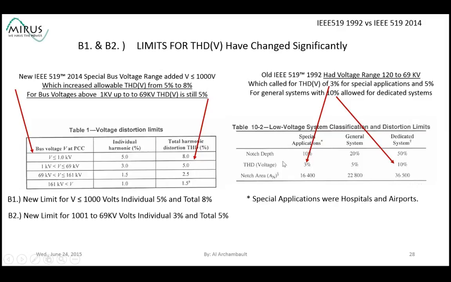Remember, it used to be 5. That's what this said over here. Now it's 8%. And for individual harmonics, they can't be higher than 5%. The balance of the voltage range is the same as the old. So it's still 5% at medium voltage, and the maximum individual can be 3%.